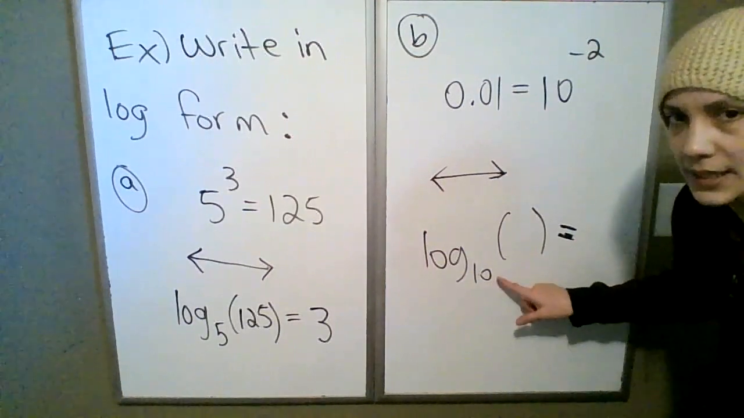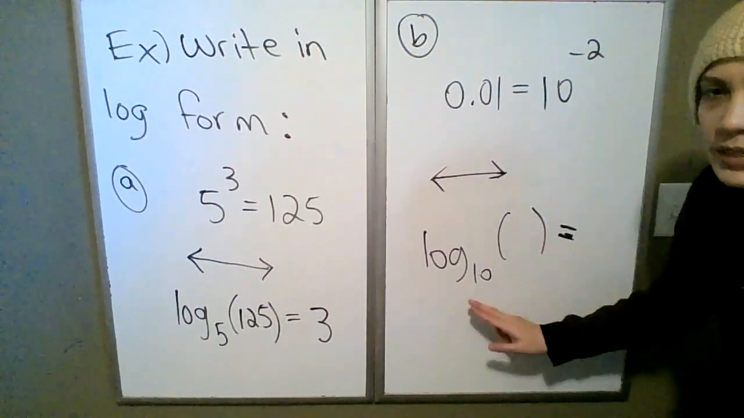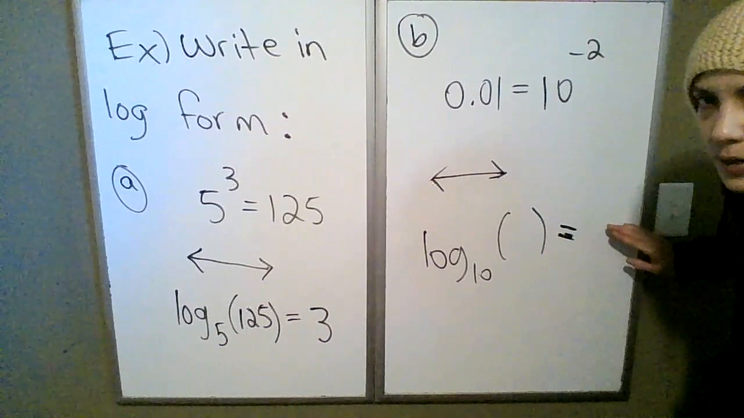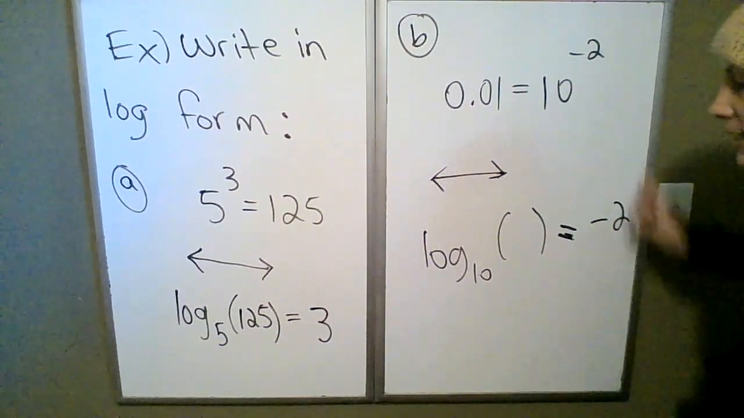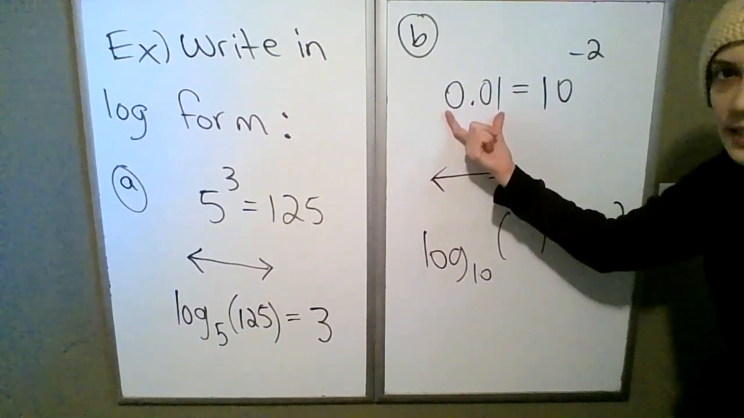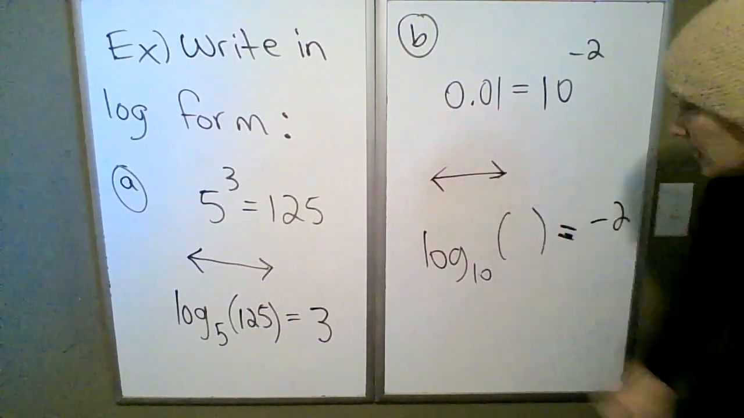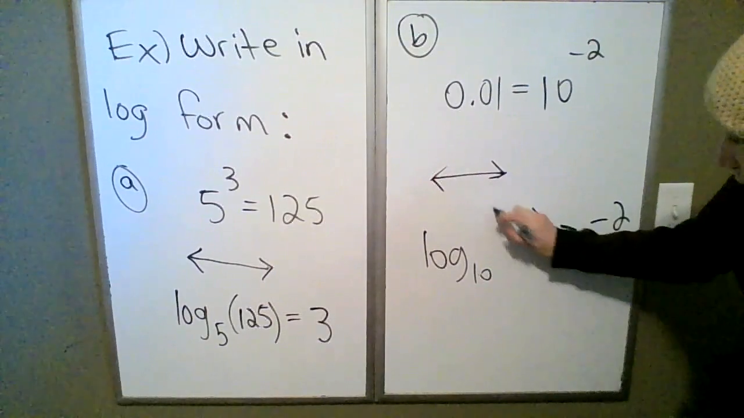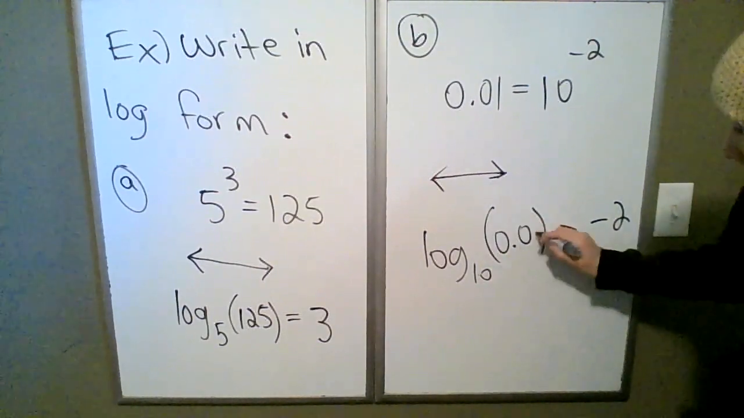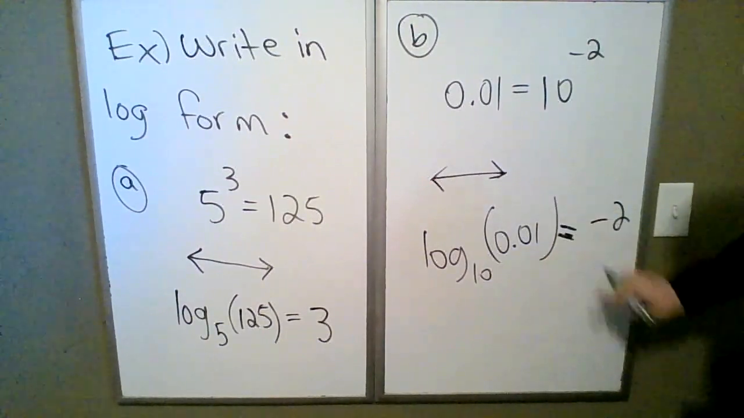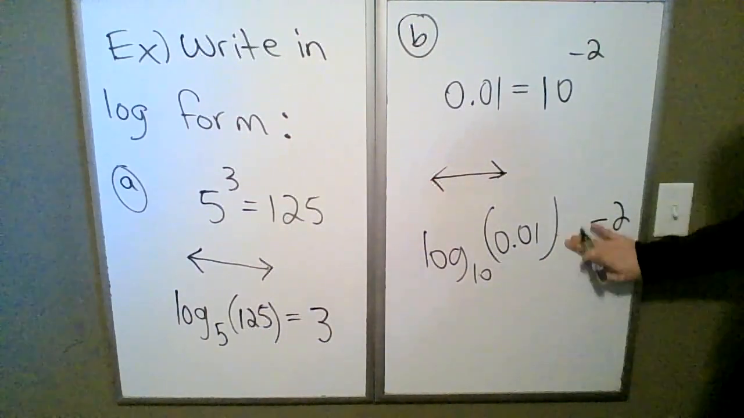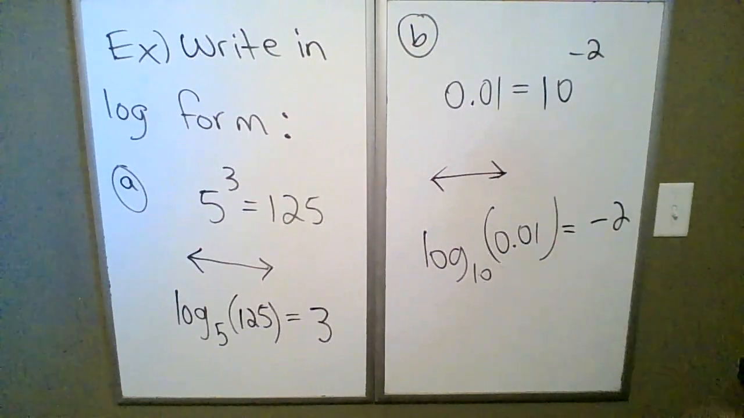So I like to work from here over this way. I would want to take that 10, raise it to the power, which power is -2, and put it equal to the argument, which is that side, 0.01. Okay.